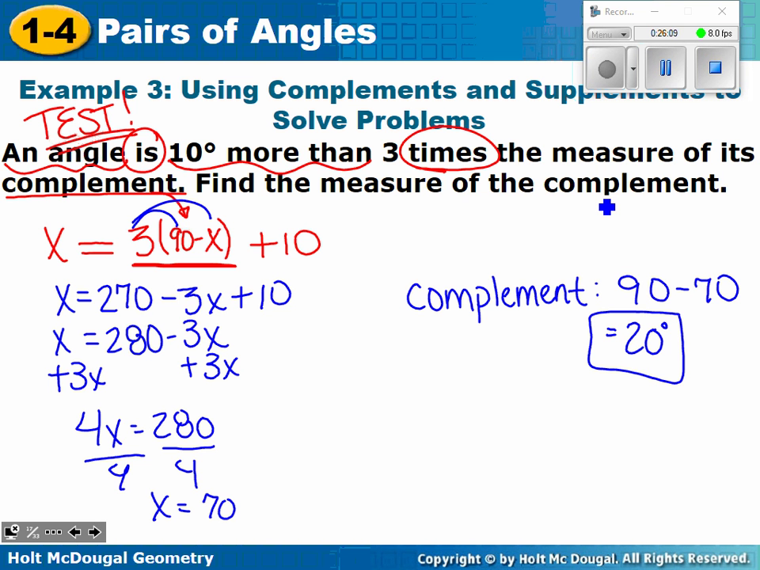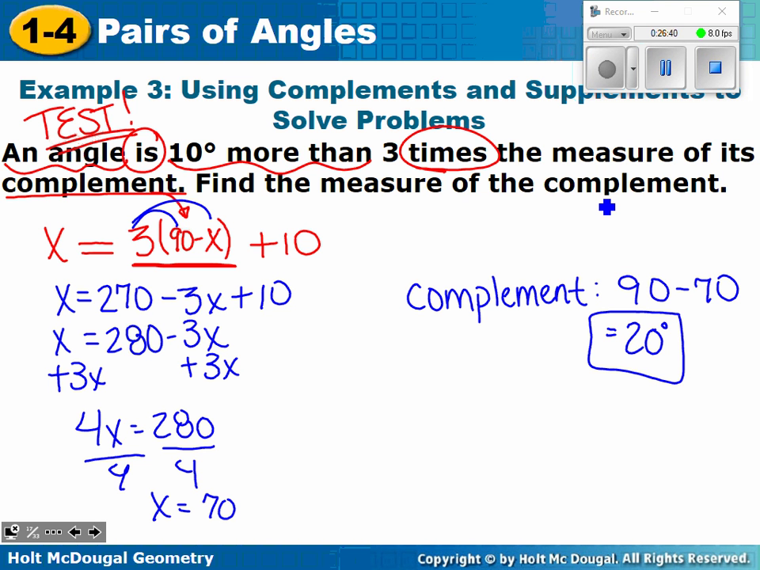One angle is 10 degrees more than 3 times the measure of the other one. So I'm going to call the other one x. 3 times x plus 10. Are you with me here? 10 degrees more than 3 times the measure of the complement, the other one. Okay? And then we could use our angle addition postulate.